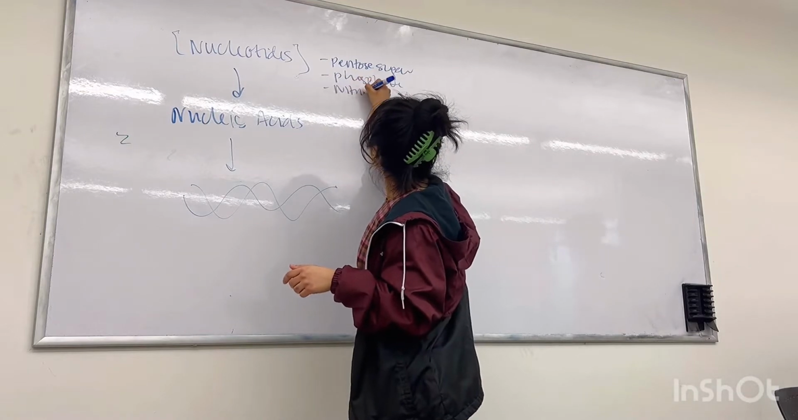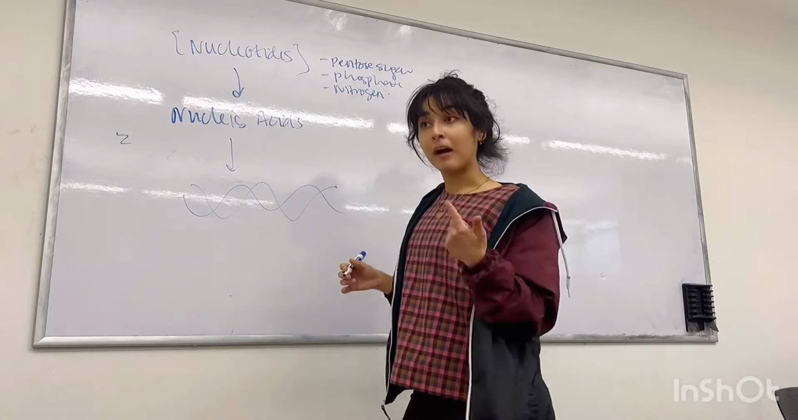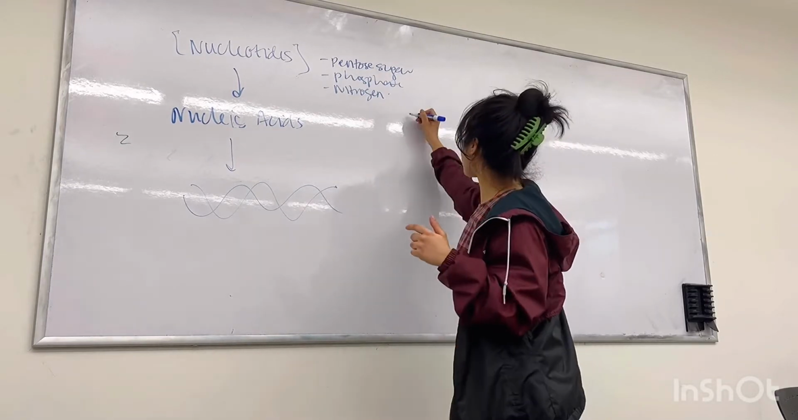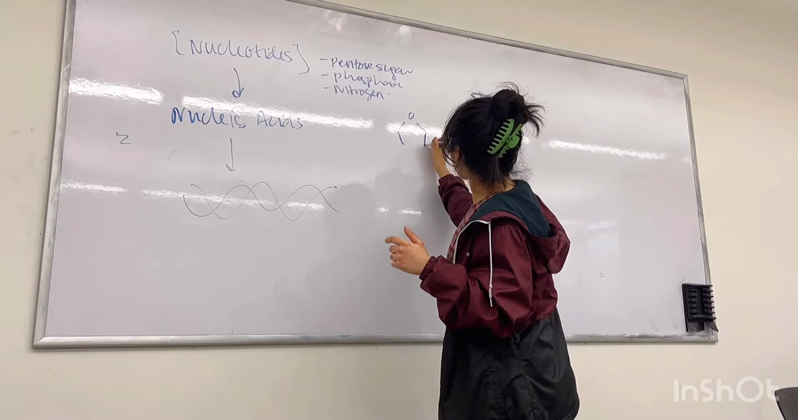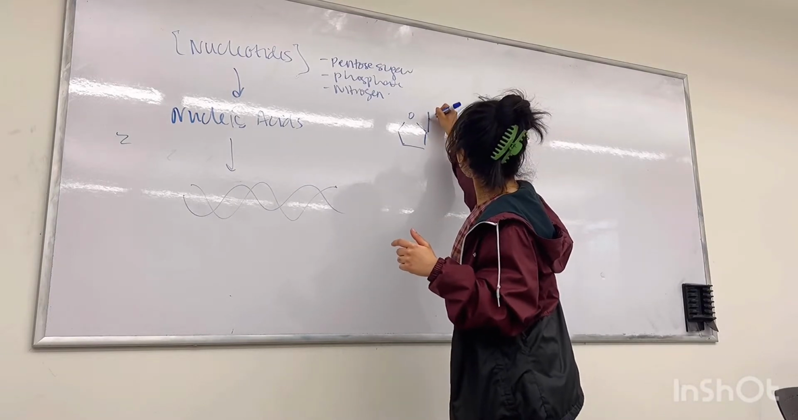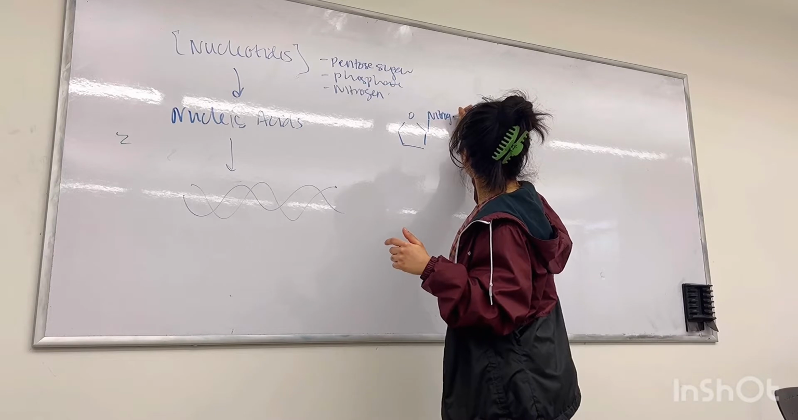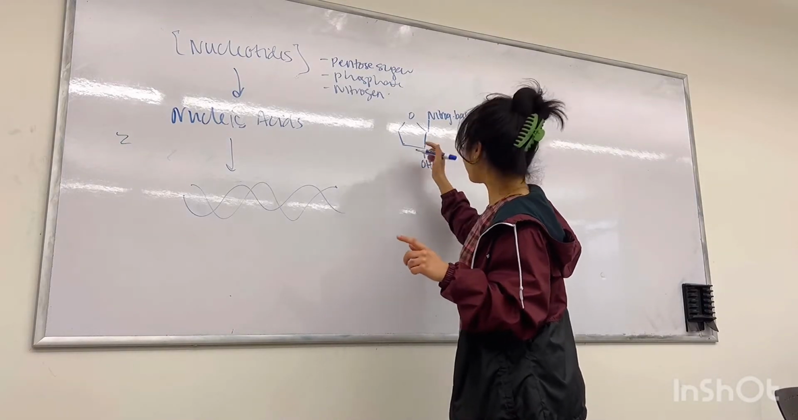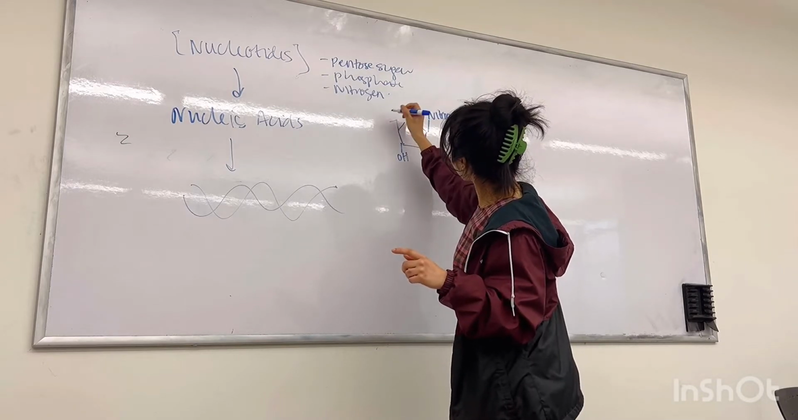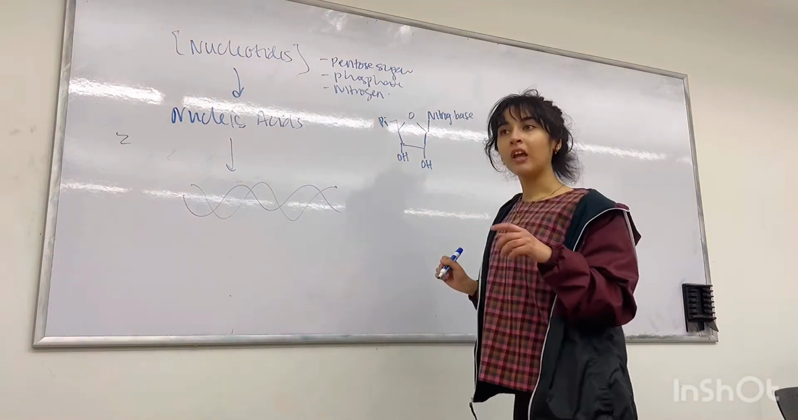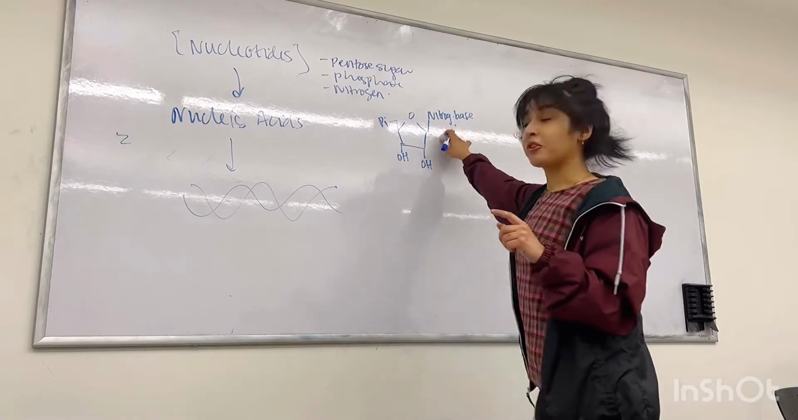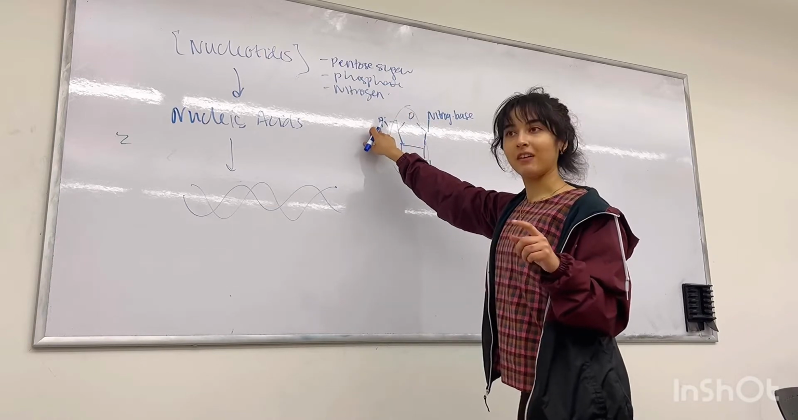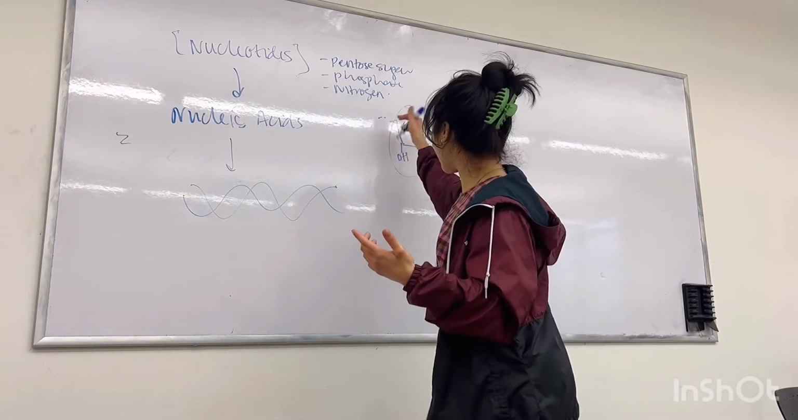You don't have to know this right now, but when you're in biochem, you're going to have to know the structure of it. So if we're looking at the structure, it's something like this. You have your nitrogen base, your sugar, and then your phosphate. I didn't write out the phosphate, but if I want to, I just write it like this.